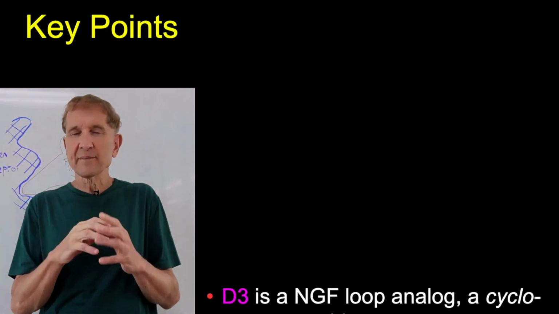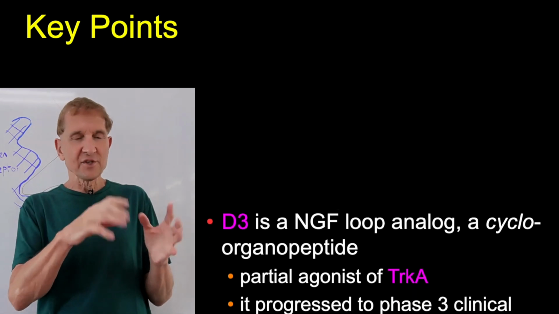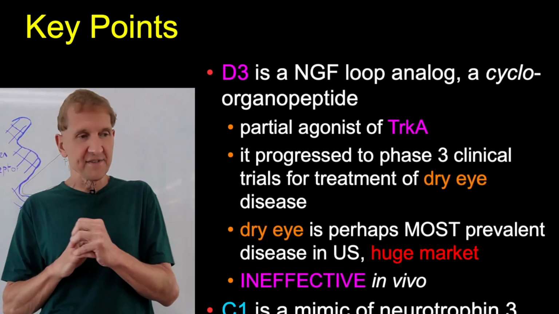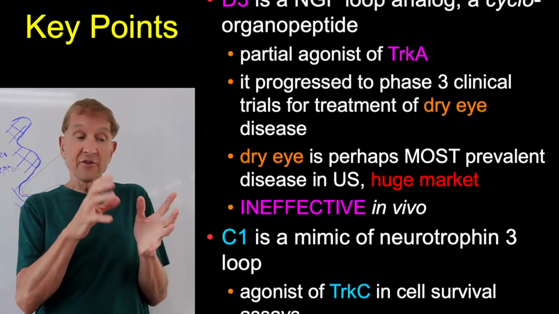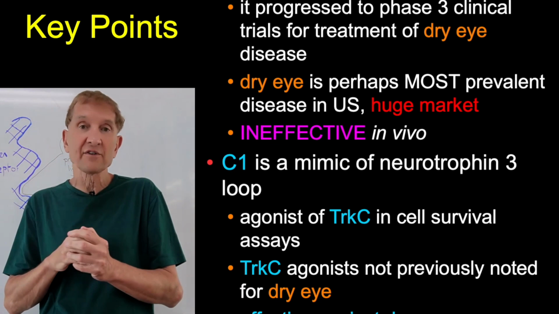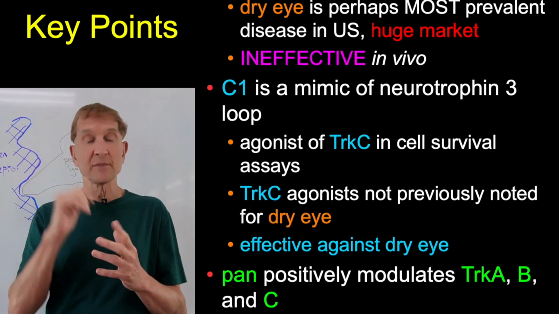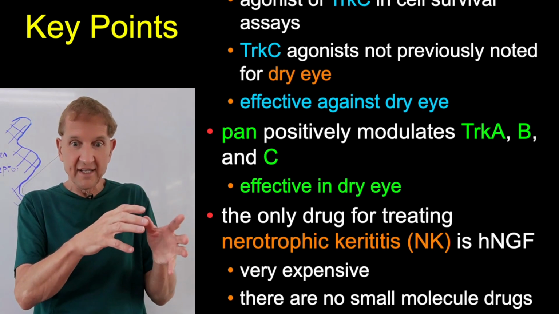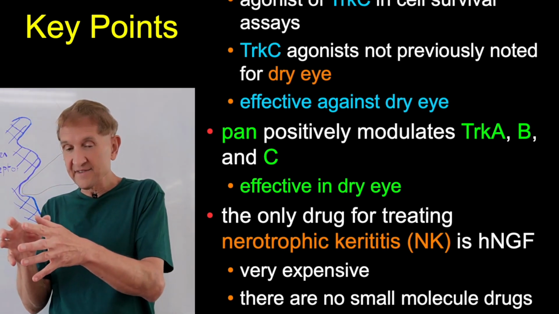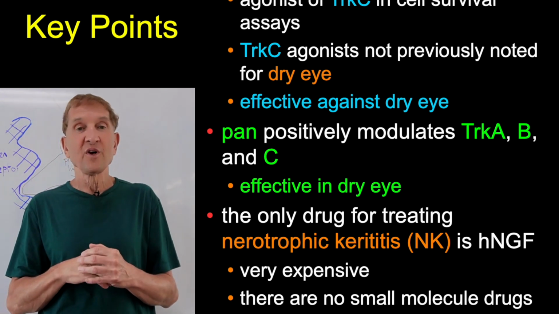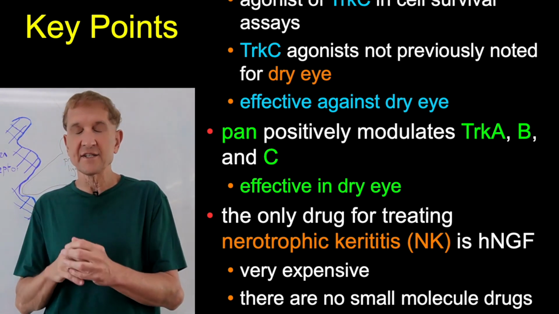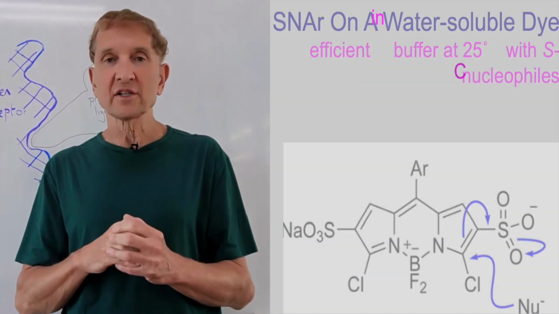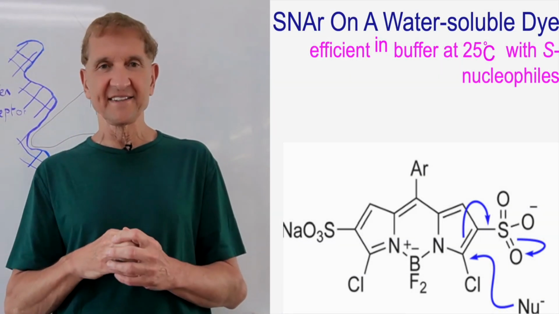So let's recap then. D3 is a loop mimic of nerve growth factor. And D3 works in dry eye disease. It's logical that D3 may work for neurotrophic keratitis, but as far as we know, it's not been tested. C1 and PAN are more effective than D3 for dry eye disease, and they've never been tested also for neurotrophic keratitis. There's a lot of potential there. There's another compound class that's making us really excited in the lab.